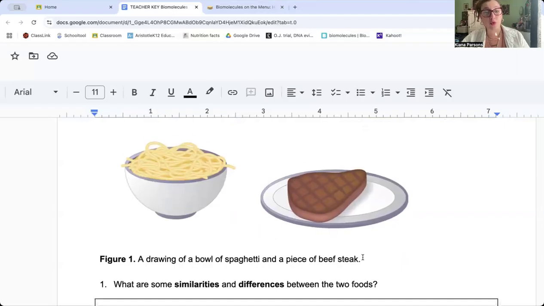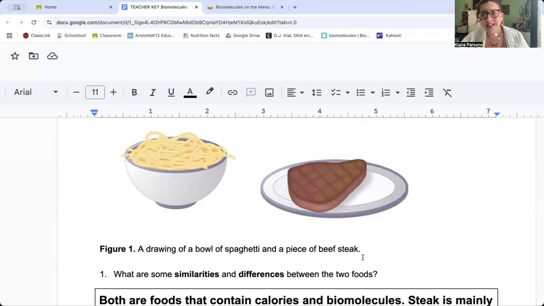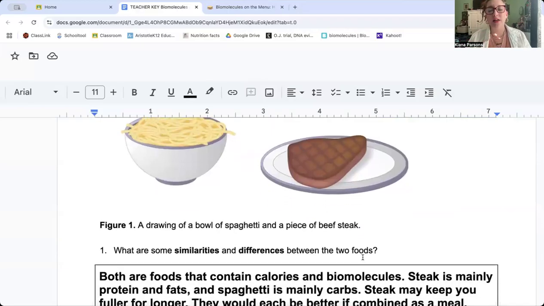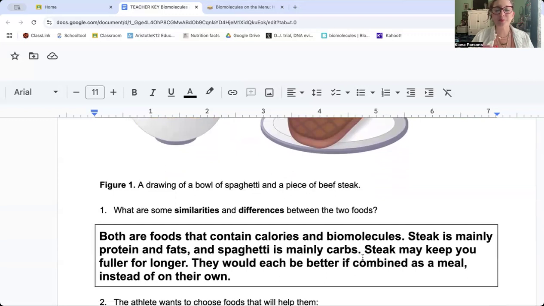Well, they're both food, right? So they both contain calories and biomolecules, but you might know that steak comes from an animal, the muscle of a cow, in fact. And so it's made mostly of protein, right? Because our muscles are made mostly of protein. While spaghetti comes from wheat, comes from plants. So it's made primarily of carbohydrates. So the steak is mainly protein and fats, while the spaghetti is mainly carbs.